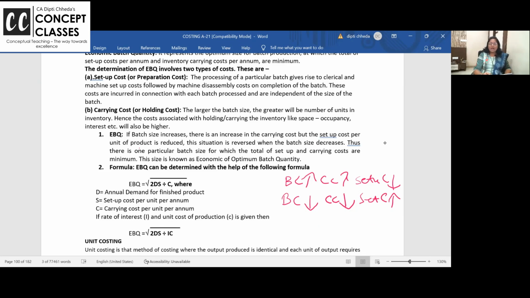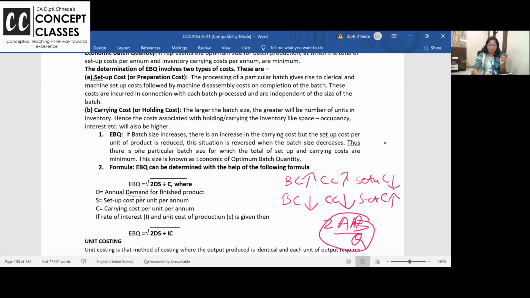Formula is under root 2DS divided by C, where D is annual demand. There we used to write 2AB by Q. Do you all remember it from EOQ? So this is the same. 2D is annual demand. S is the setup cost per unit. There we had B for ordering cost per unit.